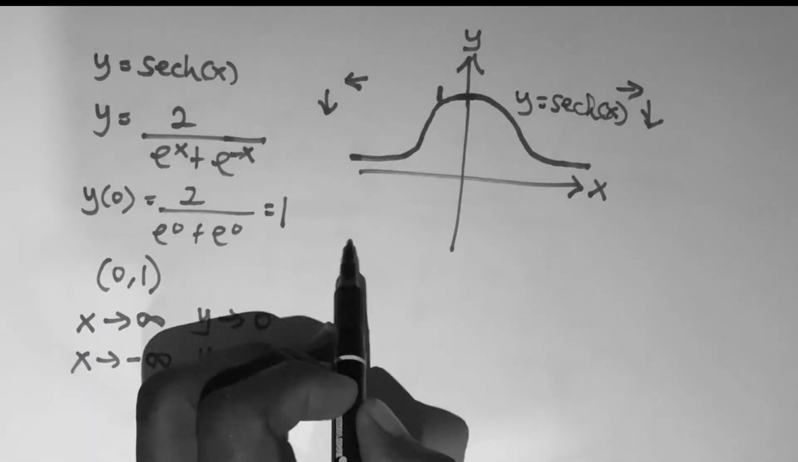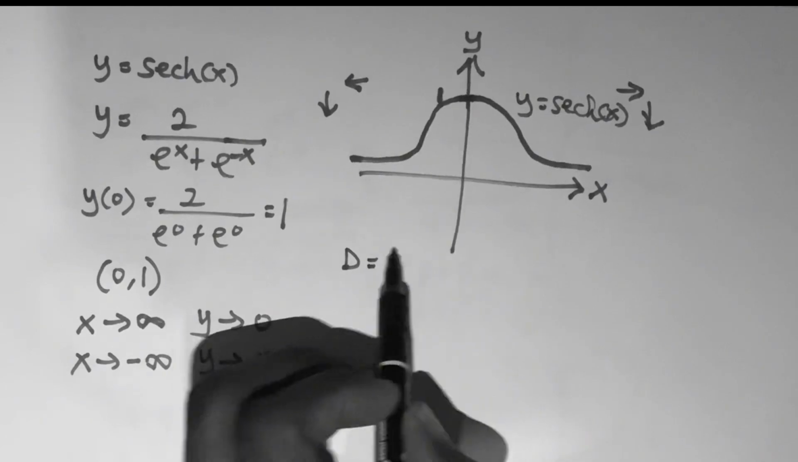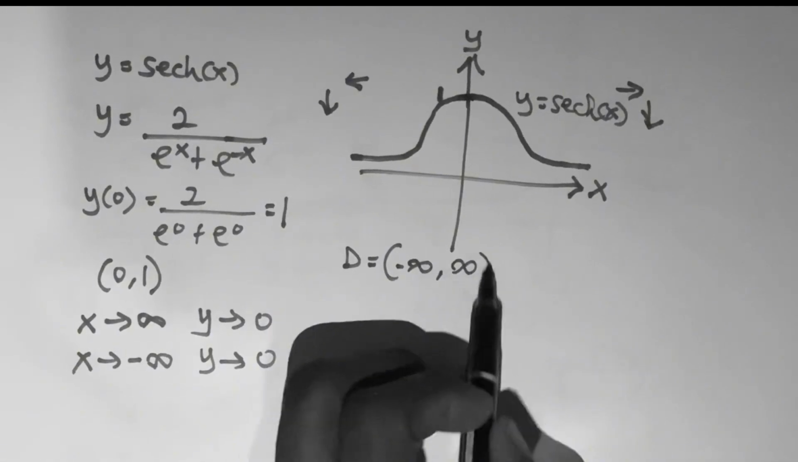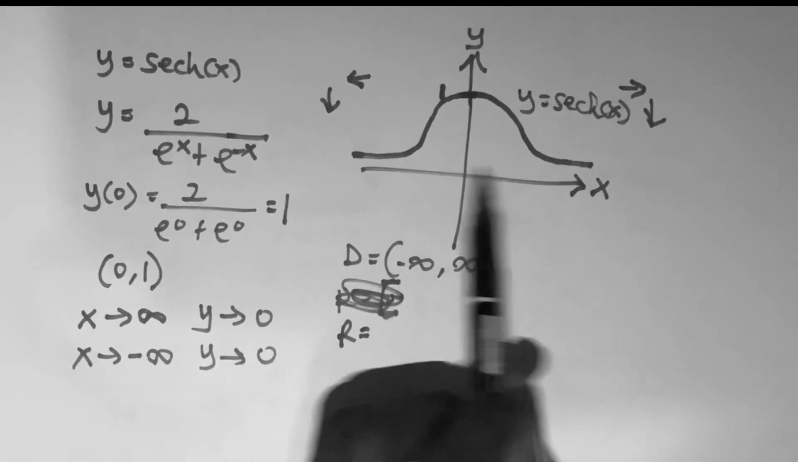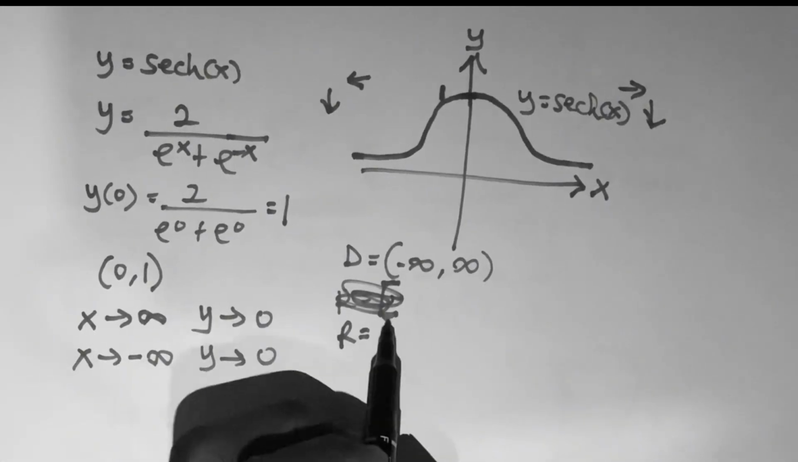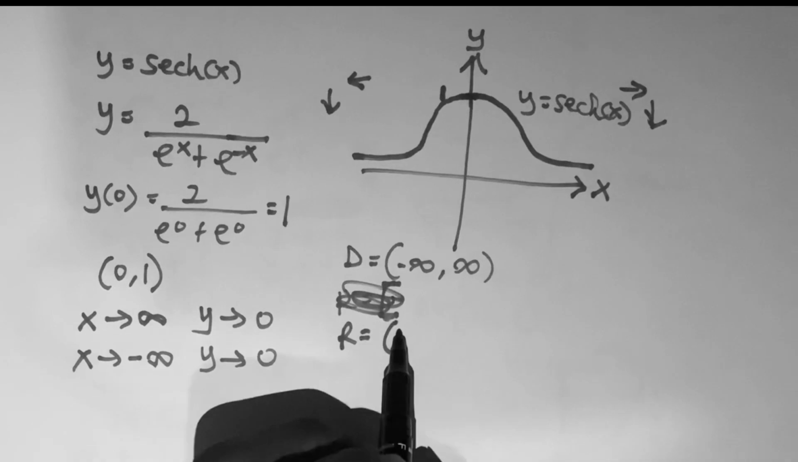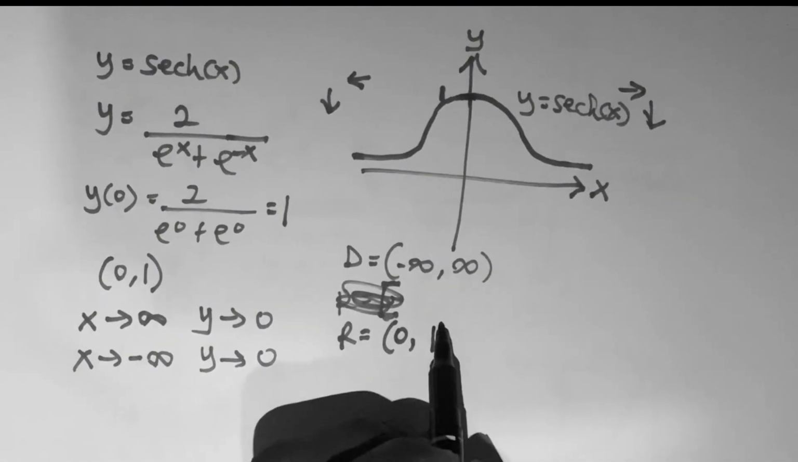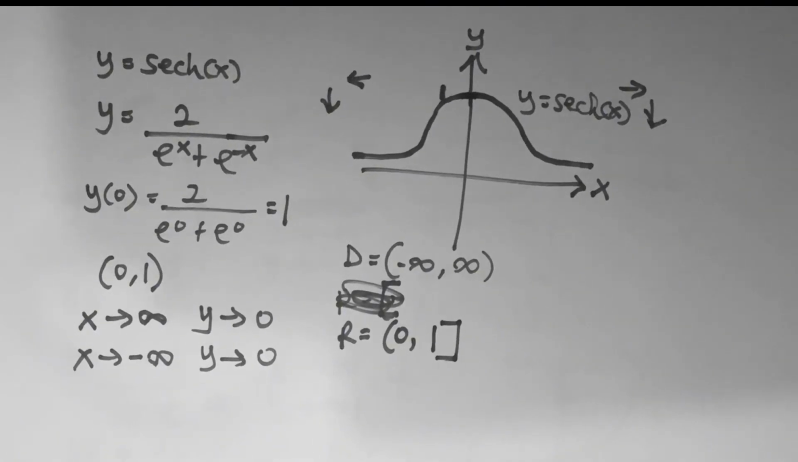So let's determine the domain. The domain is minus infinity to infinity. The range: you see that the graph approaches 0, and therefore the lowest y value will be 0, and the highest y value is 1. So (0, 1] is the range.